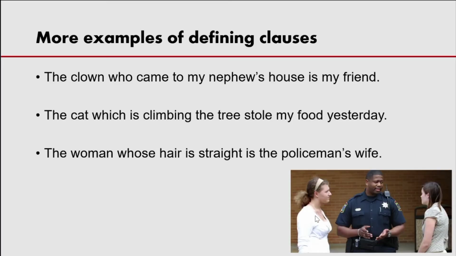Okay, let's look at the picture. We have two women here, right? So we should know the detail, the characteristic. Then we need the relative clause, whose hair is straight. Which one is straight? Yes, this woman, right? So we know that this is the policeman's wife. If we remove the relative clause here, whose hair is straight, into the woman is the policeman's wife, we're confused which one, right? That's why this is important, essential.